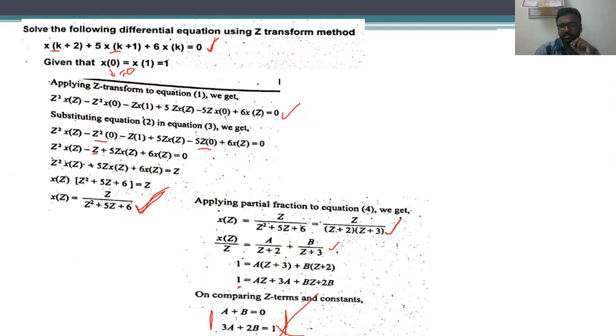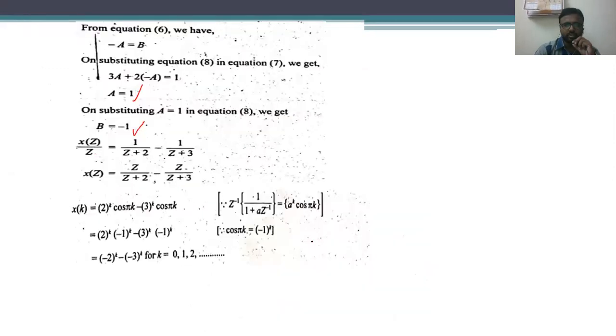that is z divided by z plus 2 into z plus 3, we are going to get, sorry, this value a and value b. A value is 1 and b value is 1. So we are going to get x of z divided by z is equal to 1 divided by z plus 2 minus 1 divided by z plus 3. So taking this particular z value to this side, we are going to have x of z value is z divided by z plus 2 minus z divided by z plus 3. So this value can be represented as z divided by z minus minus 2 minus z divided by z minus minus 3.